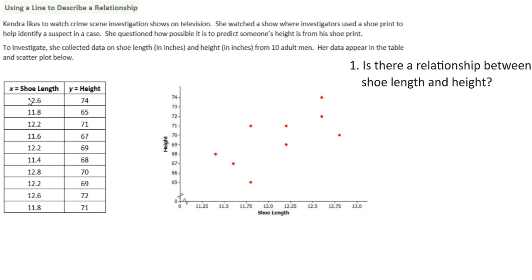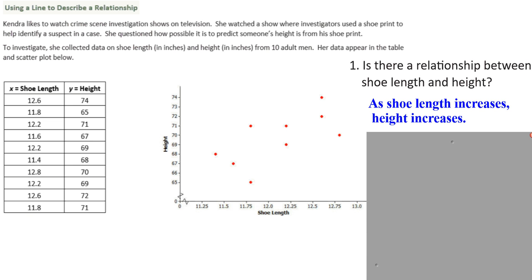Well, in the table, we can see that we have a variety of shoe lengths and we have their heights. Notice how in our table, they're not organized from smallest to largest. So we're going to look at the scatter plot, where all of our data is arranged. We can see as the shoe length increased, the height of the person increased. Since that's moving in tandem, we could say that it's a positive relationship, where the shoe length increases, so does the height.